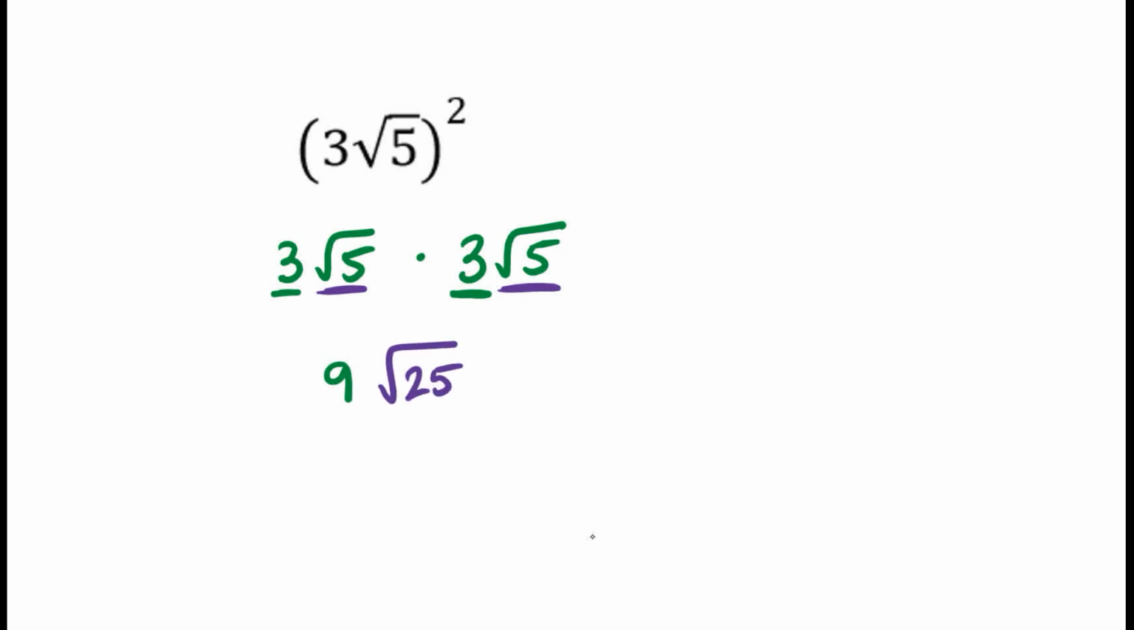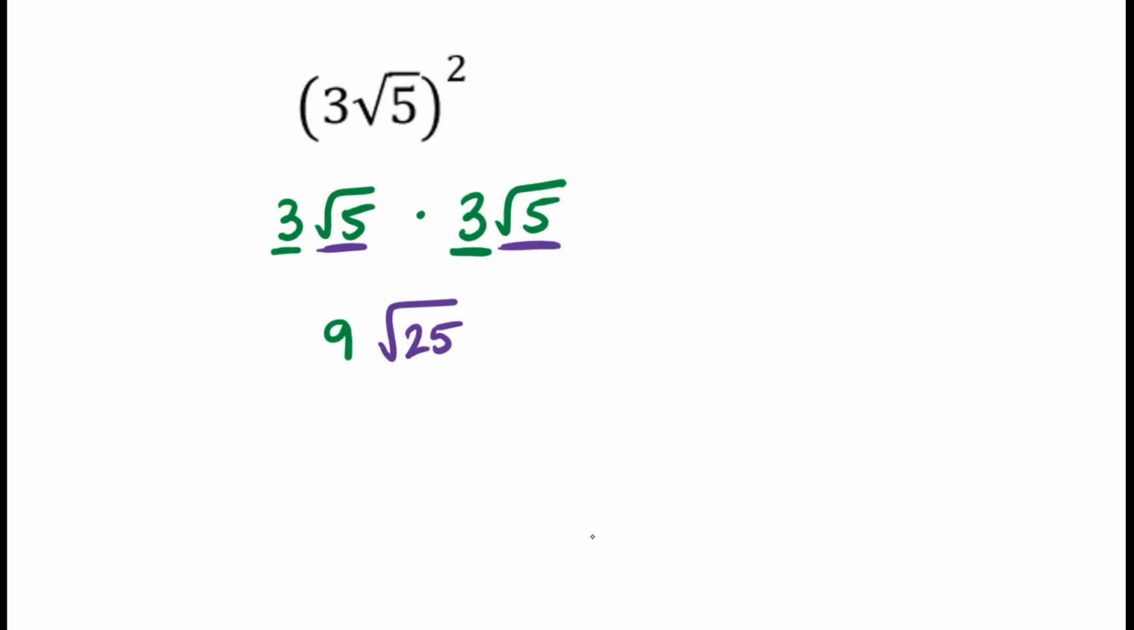So the numbers underneath the radical get multiplied, and you write those underneath the root, and then the numbers out front of the root multiply, and those get written out in front of the root. So the square root of 25, I think that actually does simplify. That's just 5. So my final answer, 9 times 5, is 45.